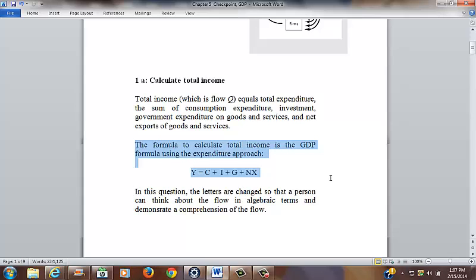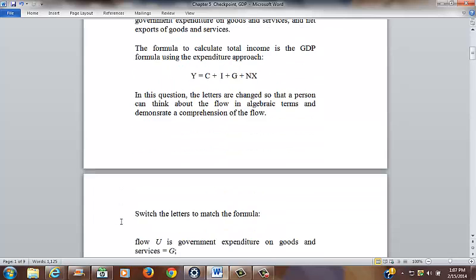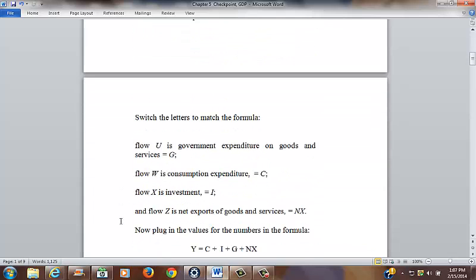You might wonder why the letters changed. Well, they're changed in this question so that a person can think about the flow in algebraic terms and demonstrate a comprehension of the flow. So the letters aren't simply given, you've got to substitute the correct letters for what's given. And you switch the letters then.